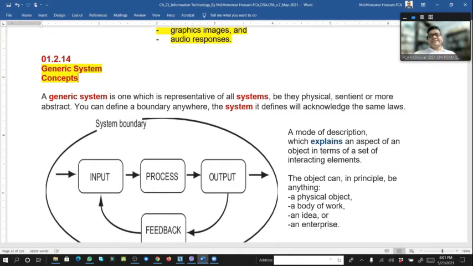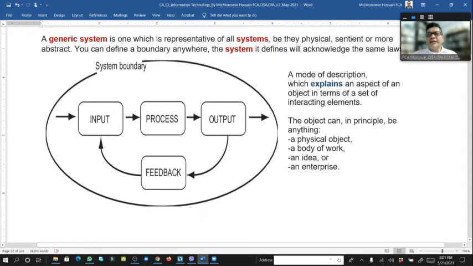A model describes, explains the aspect of an object. Look here: input, process, output, feedback, the system boundary. Within this boundary, different types of system may happen.